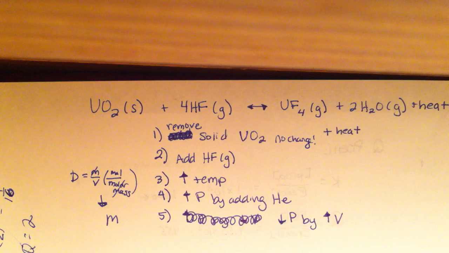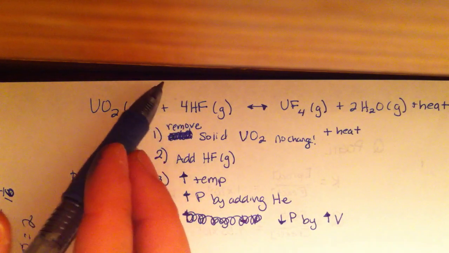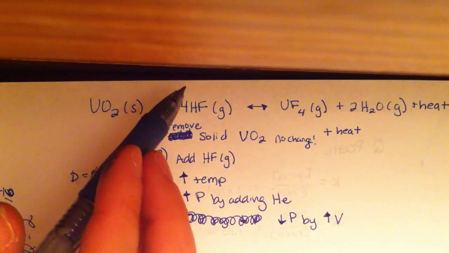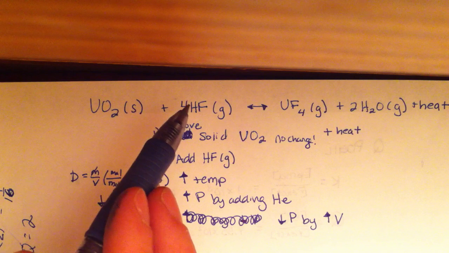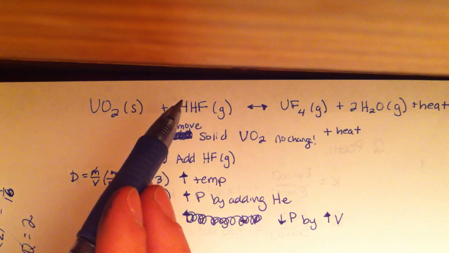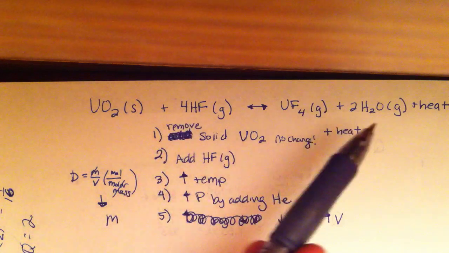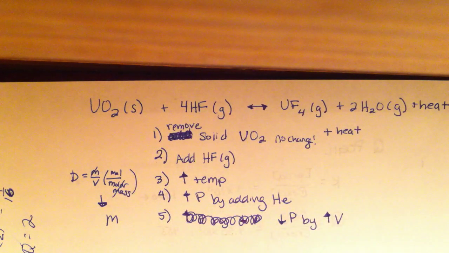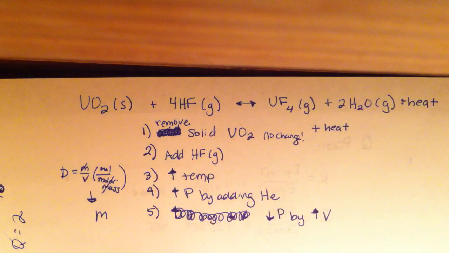Okay, then we said, what if we add some HF? So that's going to, if we think back to Q, we're increasing the reactant, so we're making the bottom bigger, which is going to make Q less than K. So Q is too small. So to fix it, we actually need more products. Okay, so we're going to shift to make more products.